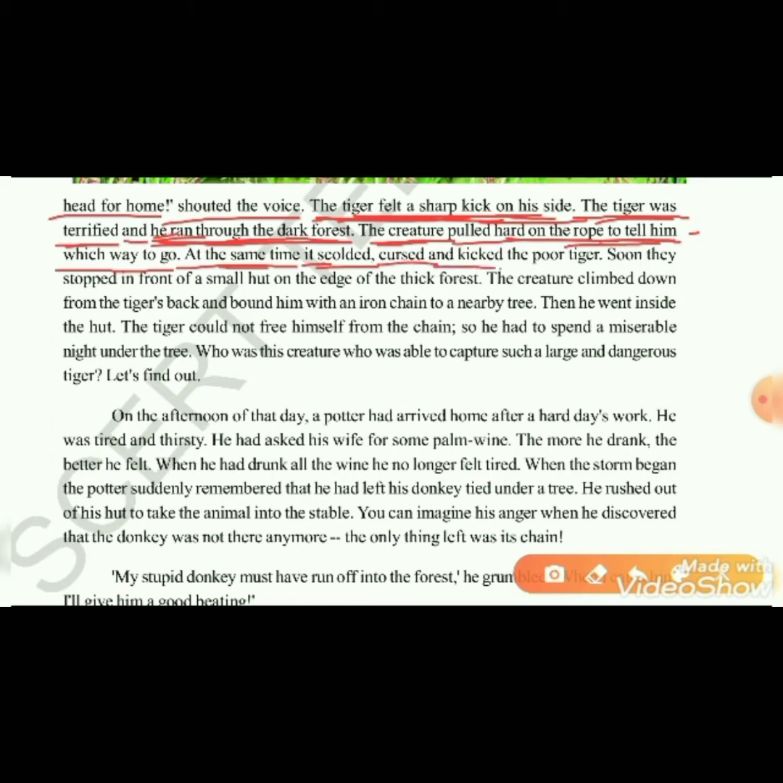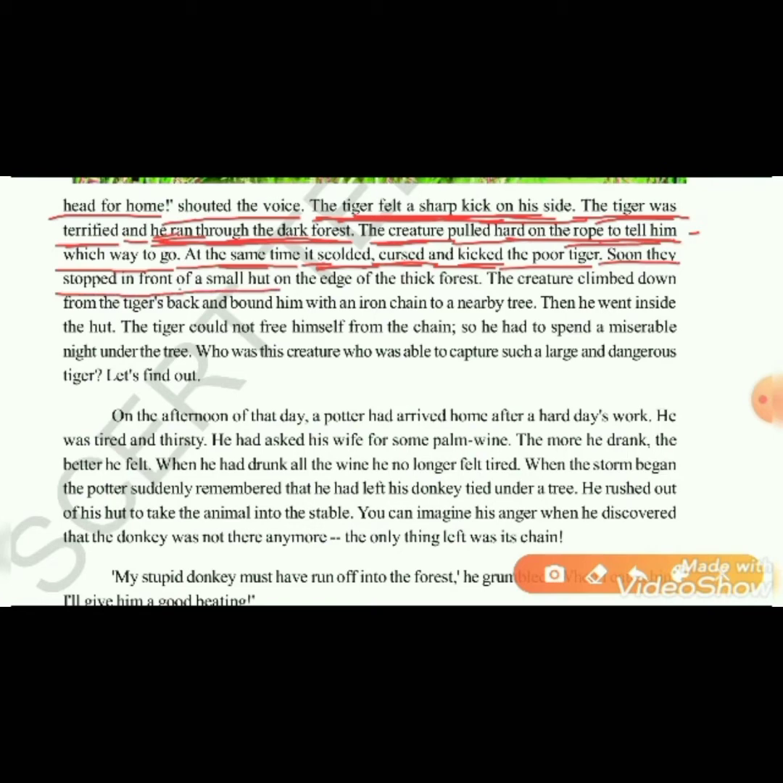Okay, where did they stop riding on the tiger? At the edge of the forest. What is there at the edge of the forest? A small hut was there, and the tiger was stopped there, and he got down from the tiger.